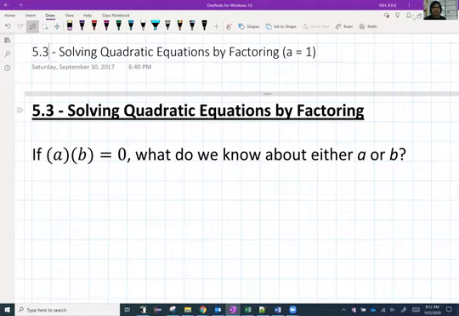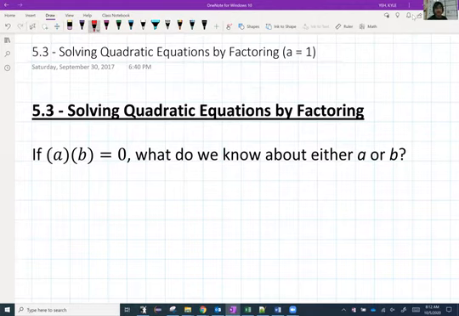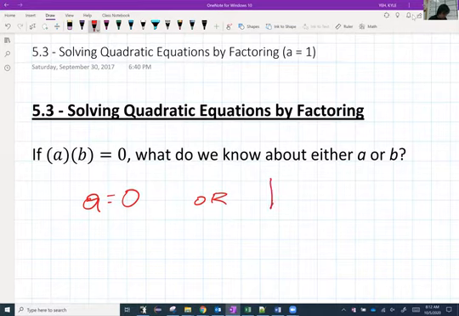And we're going to lead this through first conceptually and then just work a bunch of problems. So conceptually, if we have two values, a times b, and we know that a times b equals 0, we know something. What do we know about a or b? We know that a has to equal 0 or b has to equal 0.